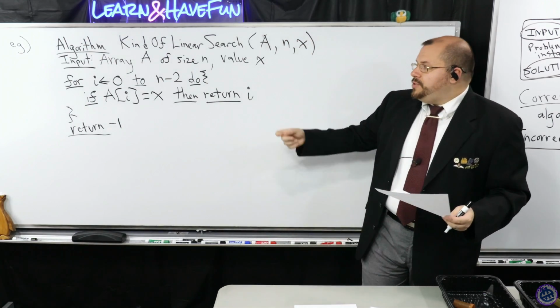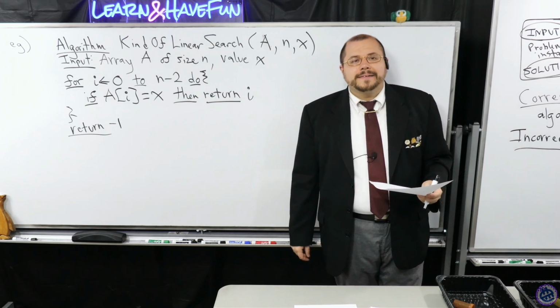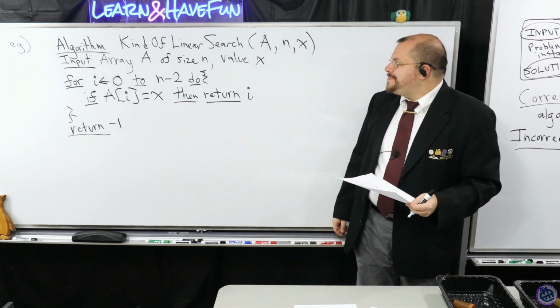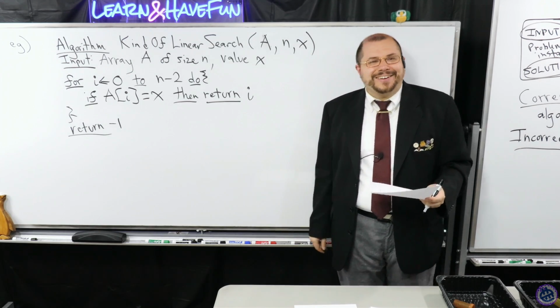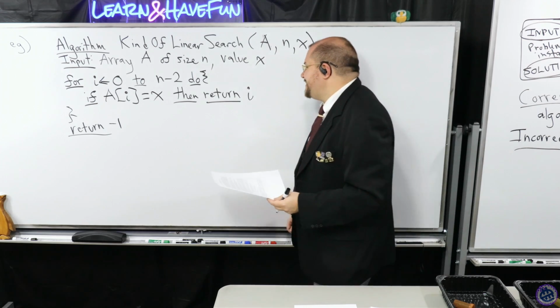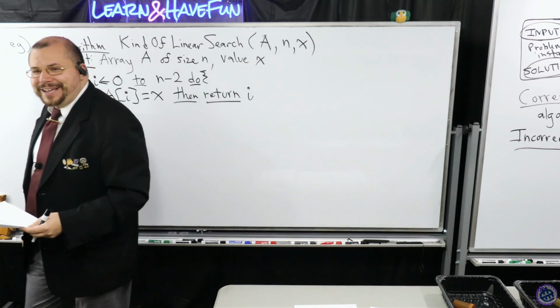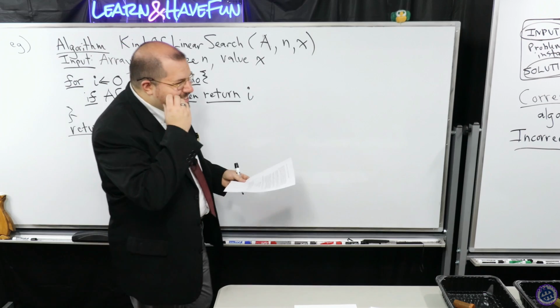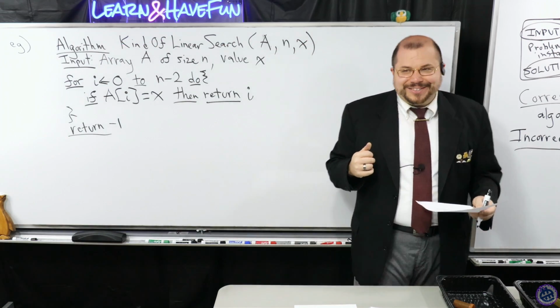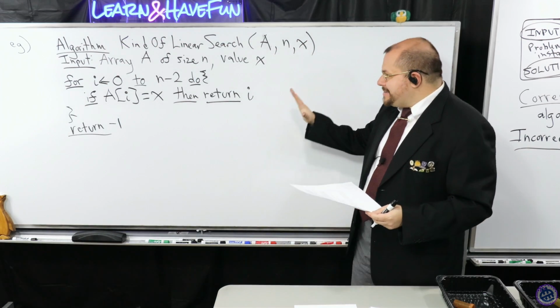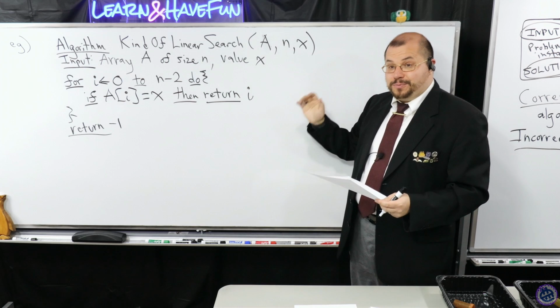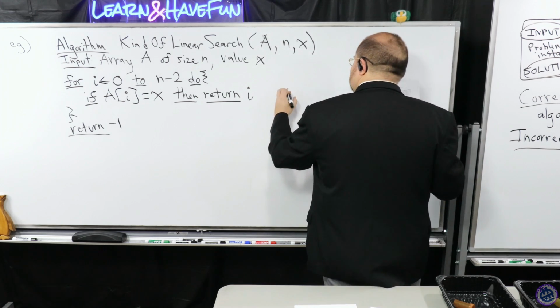So a question for you. Can you show that this algorithm's incorrect? How many of you think that this is actually a correct algorithm, though? There's a reason why I call it kind of linear search. It's not quite linear search. Let's go through an example just to get a flavor for how this works.